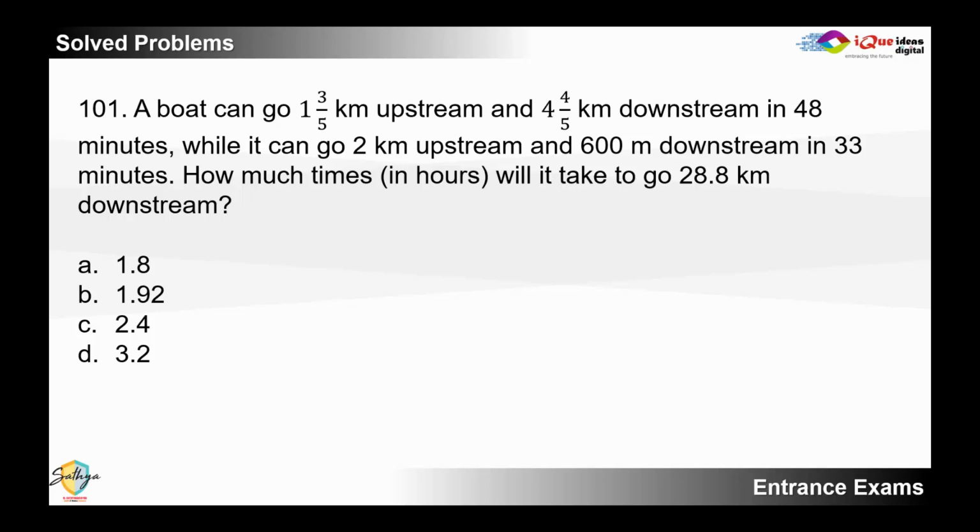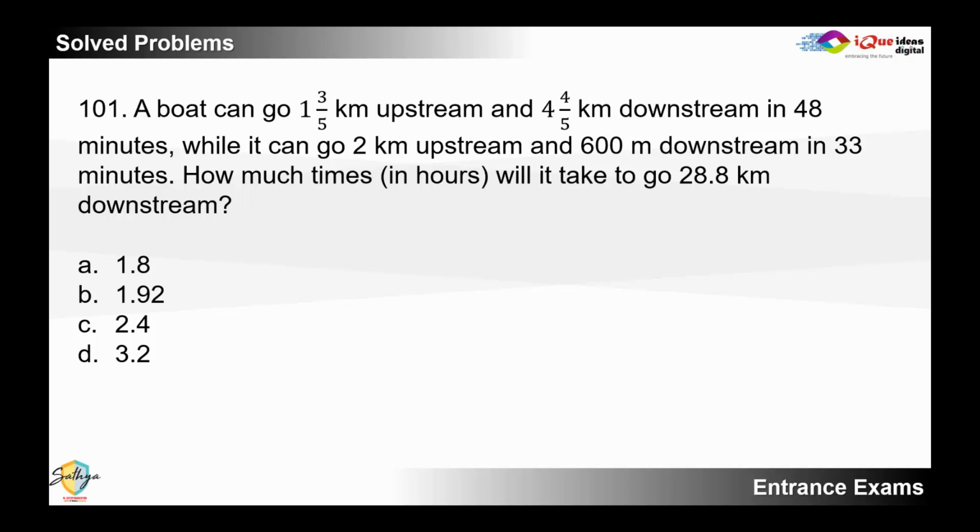A problem on boats and streams, especially the ones involving upstream and downstream motion. A boat can go 1 3/5 kilometers upstream and 4 4/5 kilometers downstream in 48 minutes, while it can go 2 kilometers upstream and 600 meters downstream in 33 minutes. So how much time in hours will it take to go 28.8 kilometers downstream?